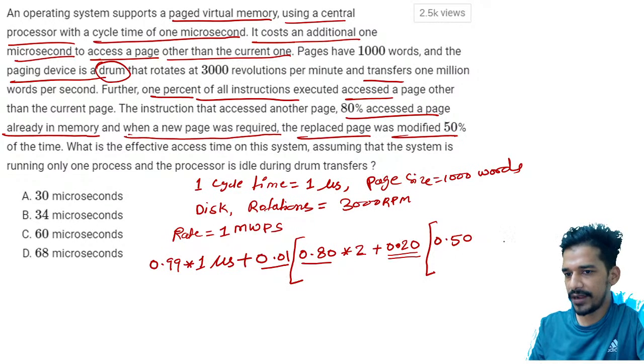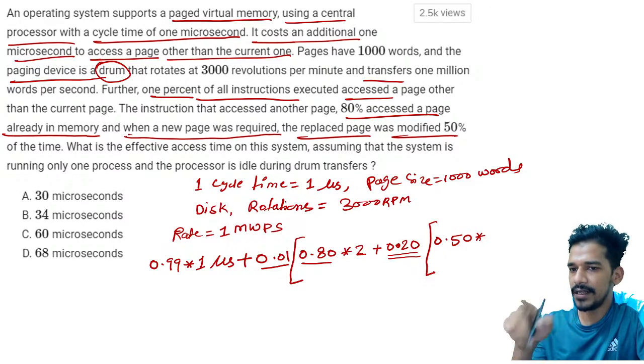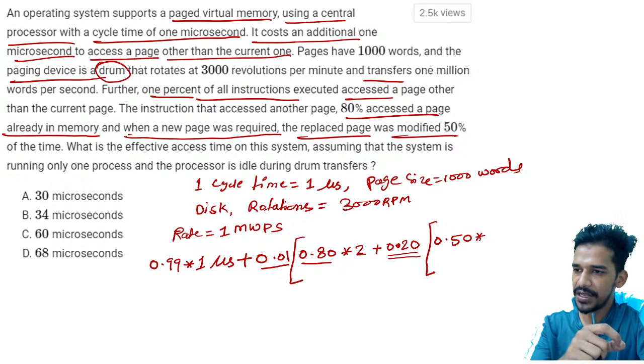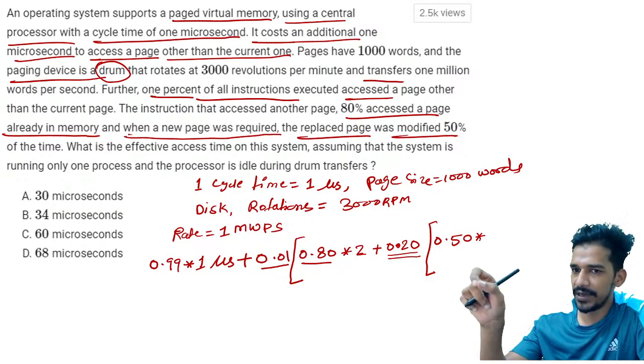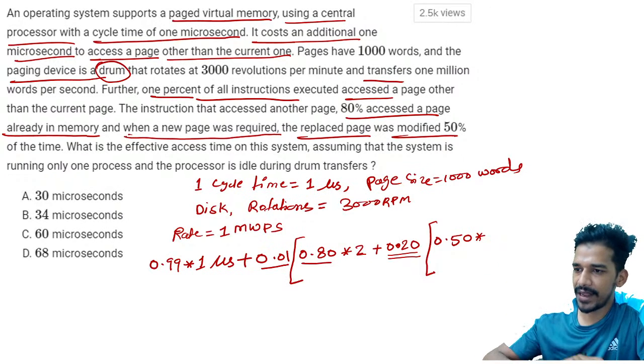If it is modified, then first you have to go to the disk and copy that page from memory to disk, and then you will access that particular page from the disk. That means there will be 2 times disk access. Why? First time to save this page from memory to disk because it is modified, and then second time to access the required page from the disk, right?